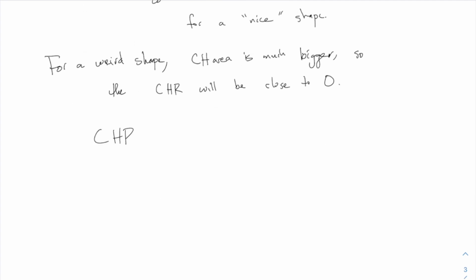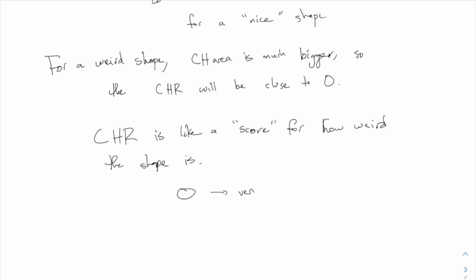So the convex hull ratio is like, you could think of it as like a score for how weird the shape is. Where 0 is very weird and 1 is not weird at all. That's the idea. This is the whole purpose of the convex hull ratio. Remember, you use this in the context of gerrymandering to measure, just looking at a shape, how strange it is. You can measure this in this way. All right?